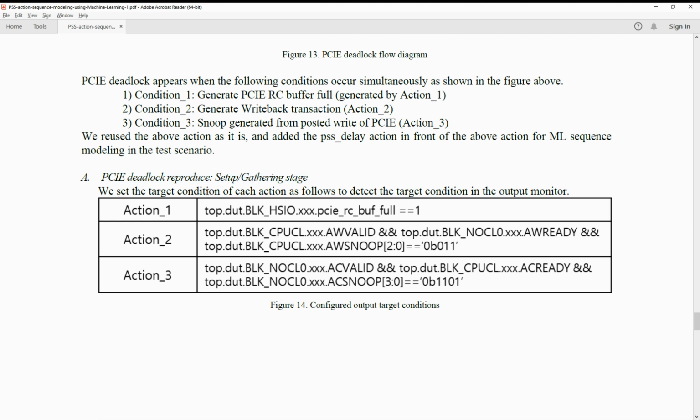We set the target condition of each action as follows to detect the target condition in the output monitor. Action 1 is blah blah blah blah, buffer is 1. Action 2 is blah blah blah, AW valid and AW ready and AW snoop is 011. And action 3 is blah blah blah, AC valid and AC ready and AC snoop is 0010. That is for figure 14, configure the output target condition.